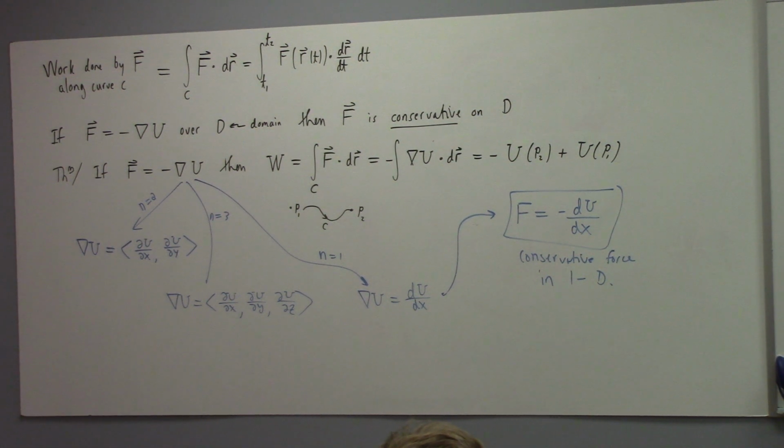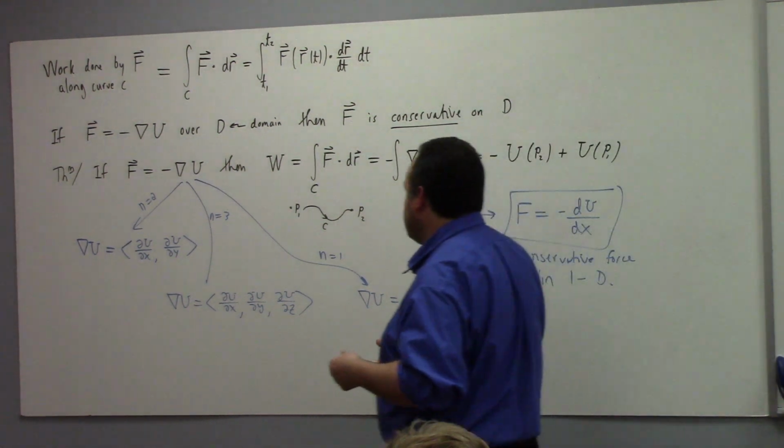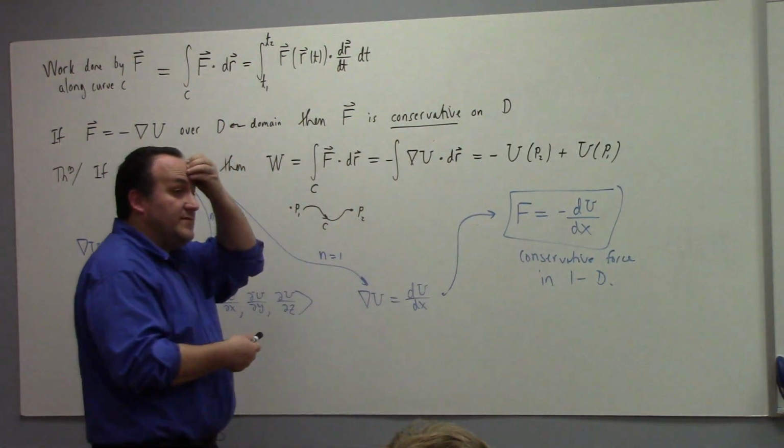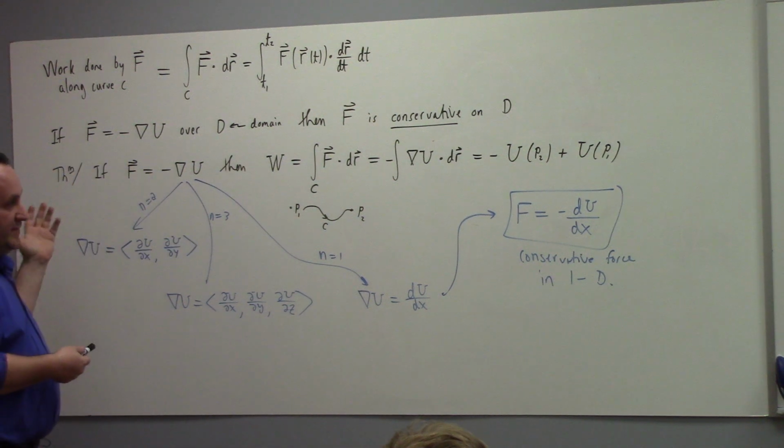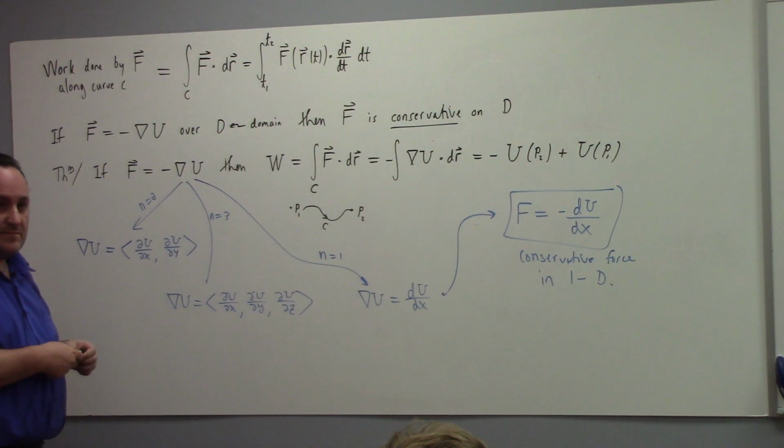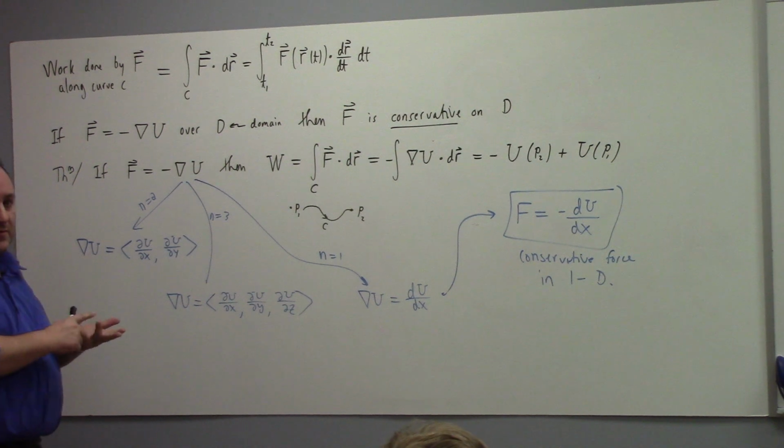Before I go further, any questions? What did we prove last time? Last time we proved that if the net force is conservative, then energy is conserved, right? If net force is conservative, then the sum of the kinetic plus the potential energy is conserved. That's true in 1, 2, or 3 dimensions.